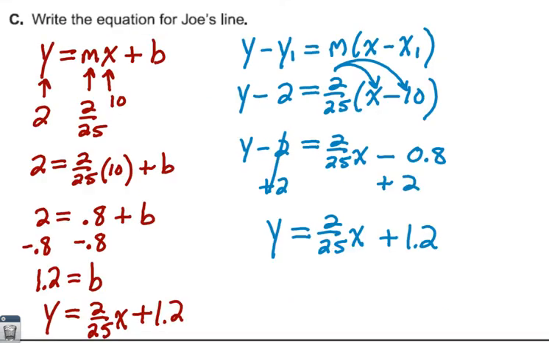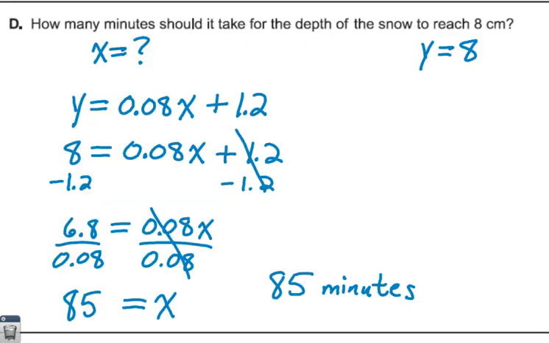Again, you know the rate. You know you're increasing 2 centimeters every 25 minutes, or 0.08 centimeters every 1 minute. So you should be able to plan it out with a little table or whatever, and make little jumps and jumps and jumps and figure out that it would take 85 minutes to reach 8 centimeters.